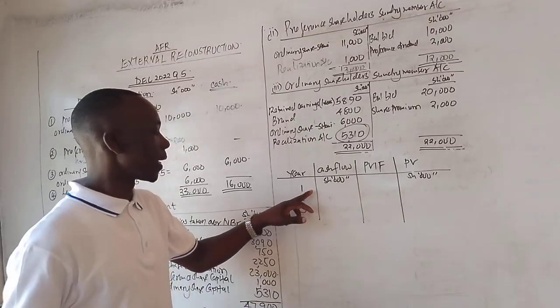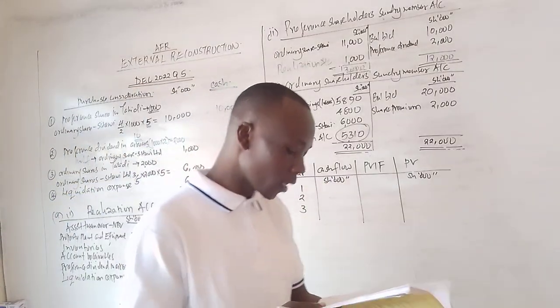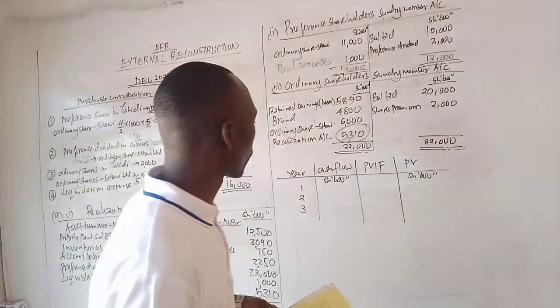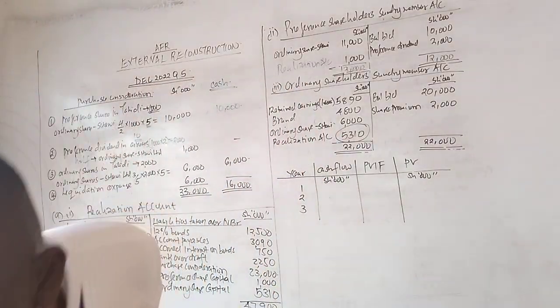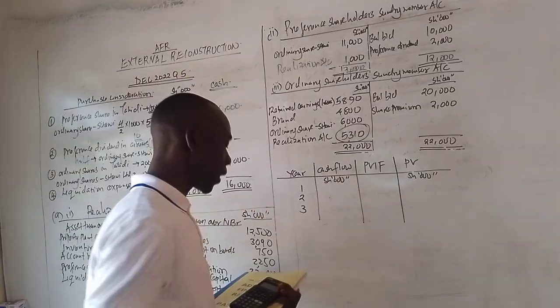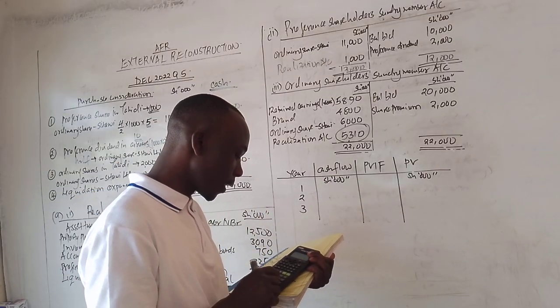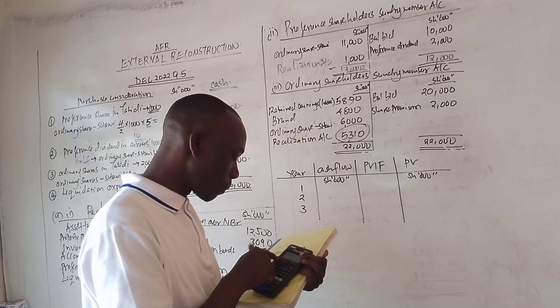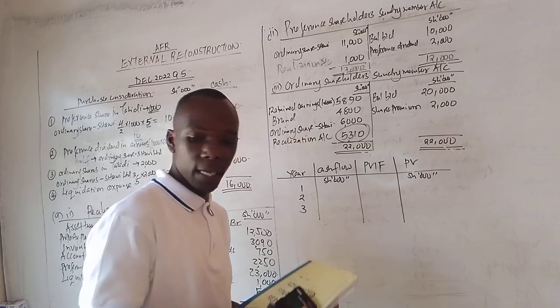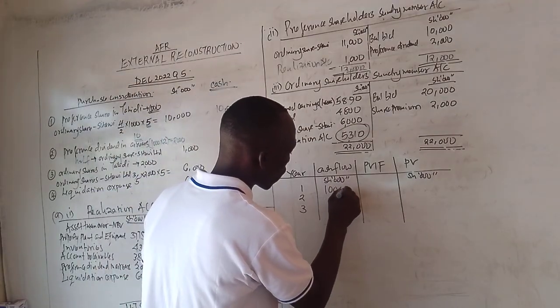So therefore, let us get the cash flow. How much was the bond? The bond was worth 12,500, and it is going to give us a return of 8% every year. So we multiply 12,500 by 8%. So 8% every year, it is going to give us a cash flow of how much?